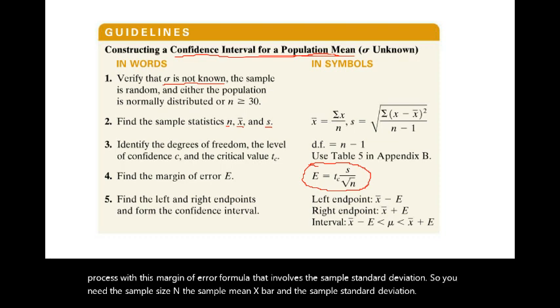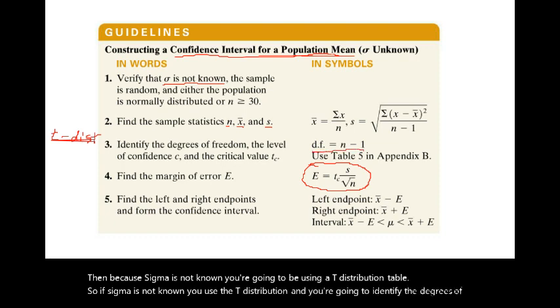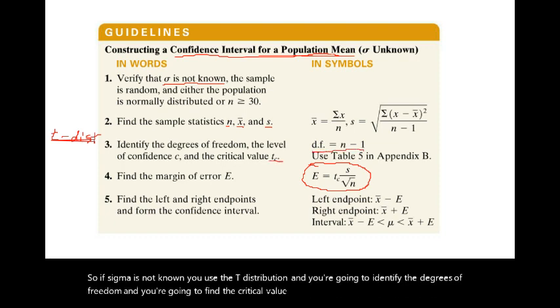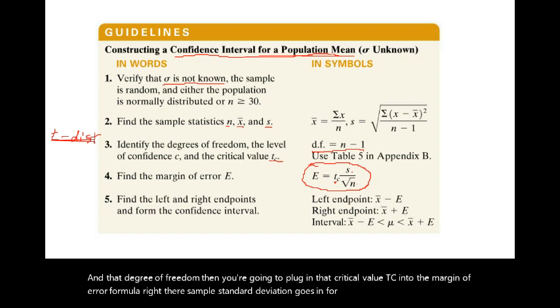Then, because sigma is not known, you're going to be using a t-distribution table. So if sigma is not known, you use the t-distribution. You're going to identify the degrees of freedom, and find the critical value TC that goes with that level of confidence and that degree of freedom. Then you plug that critical value TC into the margin of error formula right there. Sample standard deviation goes in for S, and sample size goes in for N.